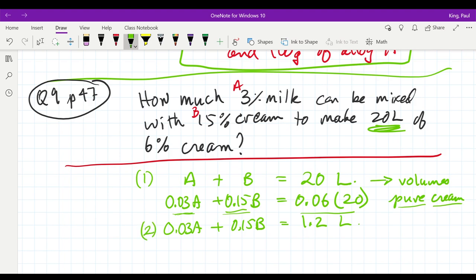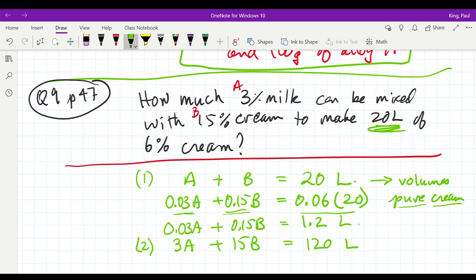And we'll call this equation 2. To get rid of the decimals, maybe we're jumping the gun a little bit in calling that equation 2. Maybe there's another adjustment we can make. Get rid of all the decimals. We have to do this because there's two decimal places here, so we have to multiply by 100. So I'll call this 3A plus 15B equals 120 L. That's going to qualify as equation 2.